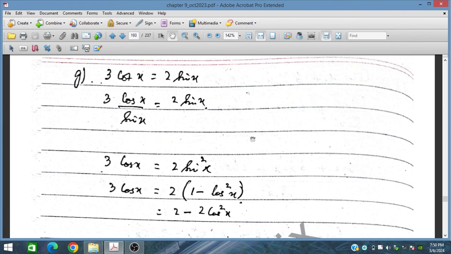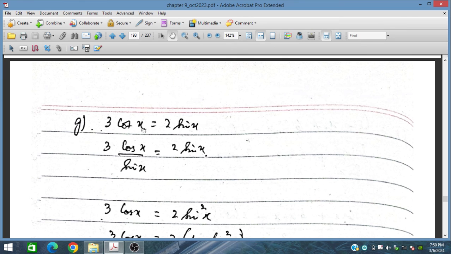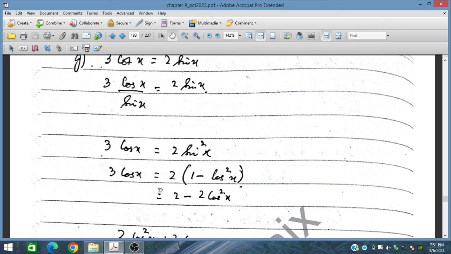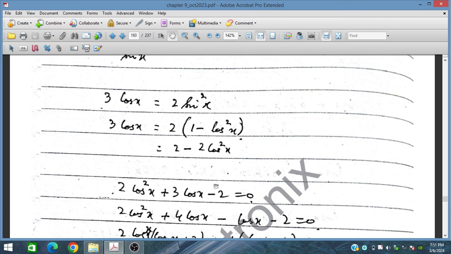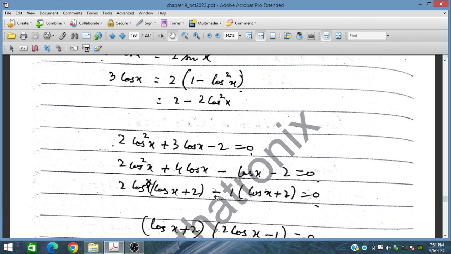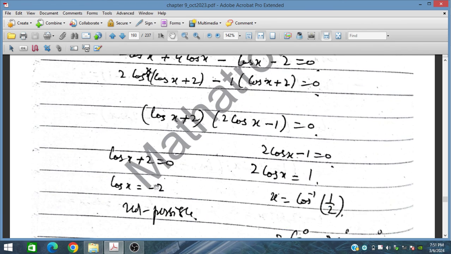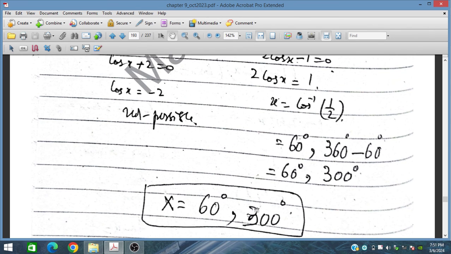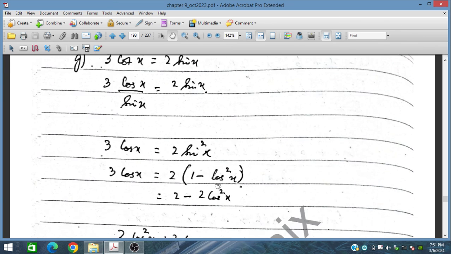This is also a G part, 3 cot x is equal to 2 sin x. This cot x can be written as cos x upon sin x. So this sin can be shifted there. Cos x equal to 2 sin square x, in place of sin square x, 1 minus cos square x can be placed here, and by rearranging we have this, and by factorizing it now, we have this part, and now get the solution. This is not possible, but from this we have this solution, so this is the solution. So this is a very, very important part.